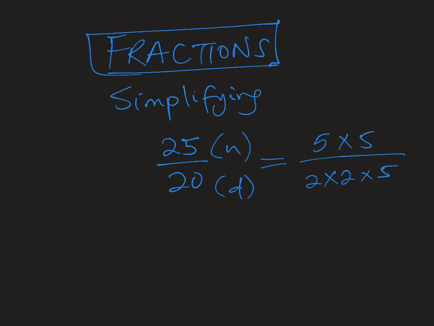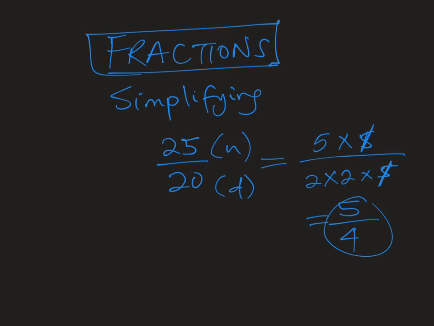So if we prime factorize 25 and 20 and we have the individual factors that make up these numbers, we know that we can cancel the 5 and we can cancel the 5. So all you're left with is 5 over 4. So we have simplified 25 over 20 to 5 over 4. Let's look at number 4.